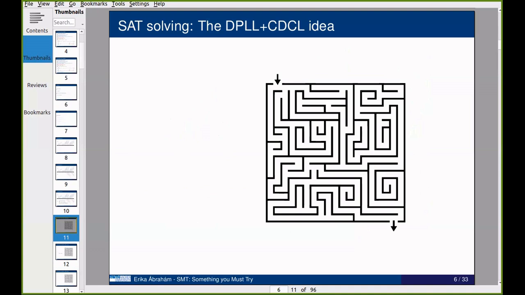As I told you, I will not go into detail, but I would just like to illustrate this very nice idea from the 90s, which made the systems work on really impressively large problems.